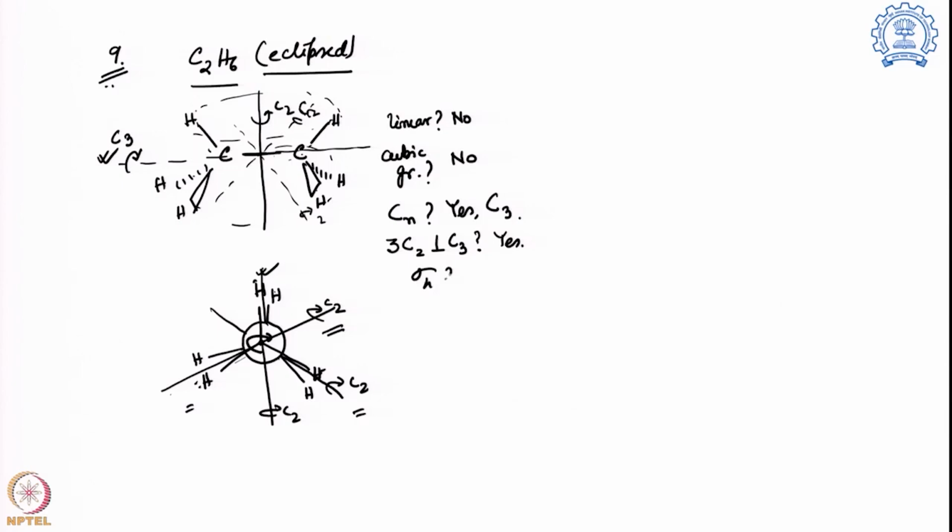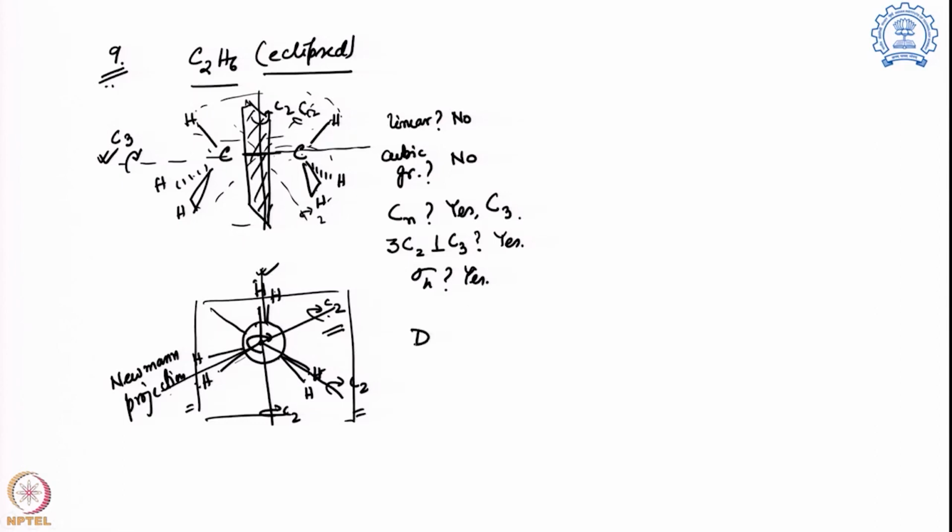So, now the next question is, do you have a sigma h? Sigma h has to be perpendicular to the principal axis. In this molecule there is a plane on the top of the Newman projection, perpendicular to the board. Over here you can say yes, the sigma h is present because all of them are reflecting onto themselves, hydrogen to hydrogen, carbon to carbon. So, it is present. The molecular point group of this molecule will be D3h because it has a C3, it has 3 C2 perpendicular to C3, and also a sigma h.